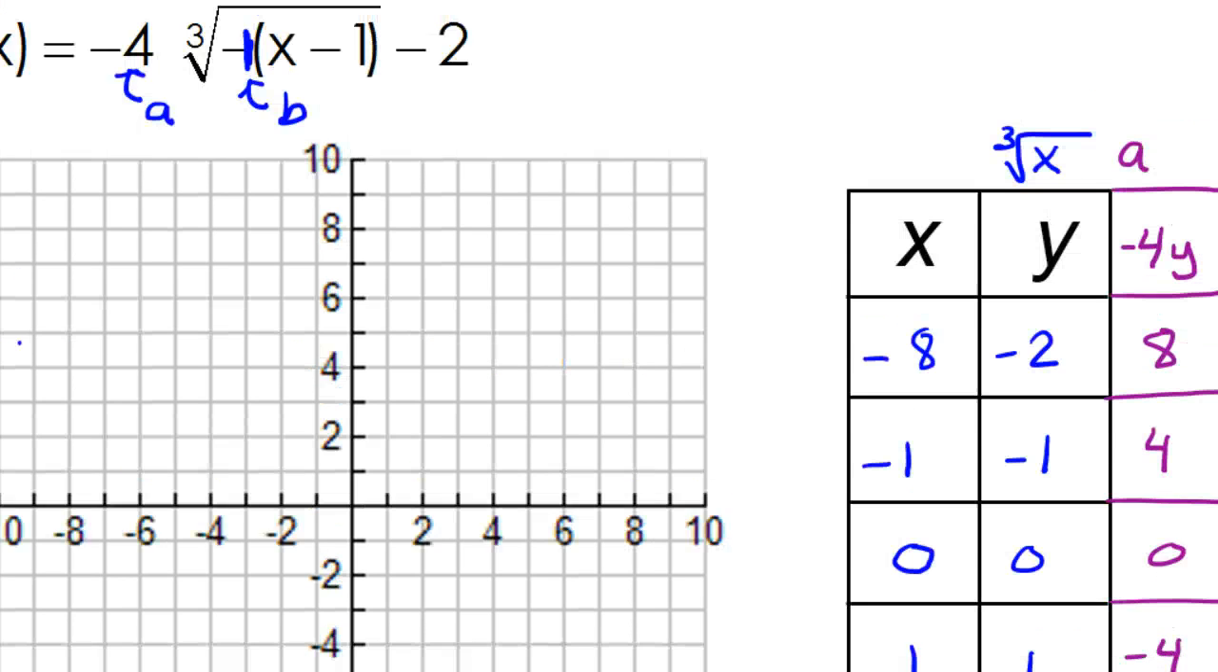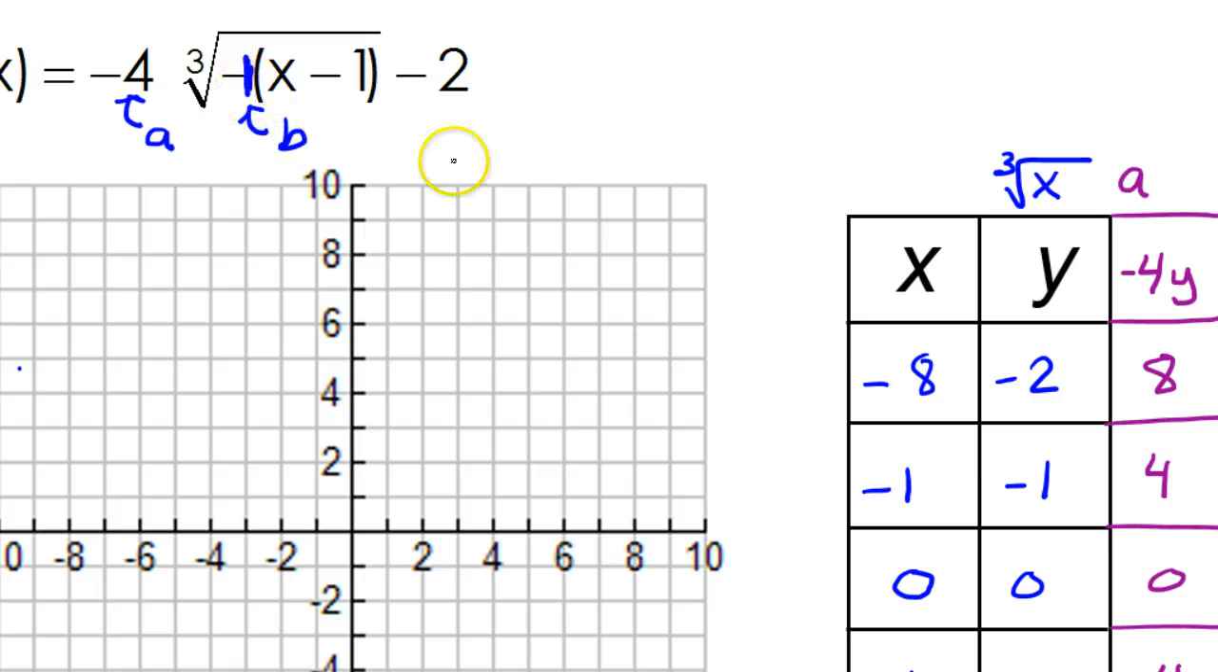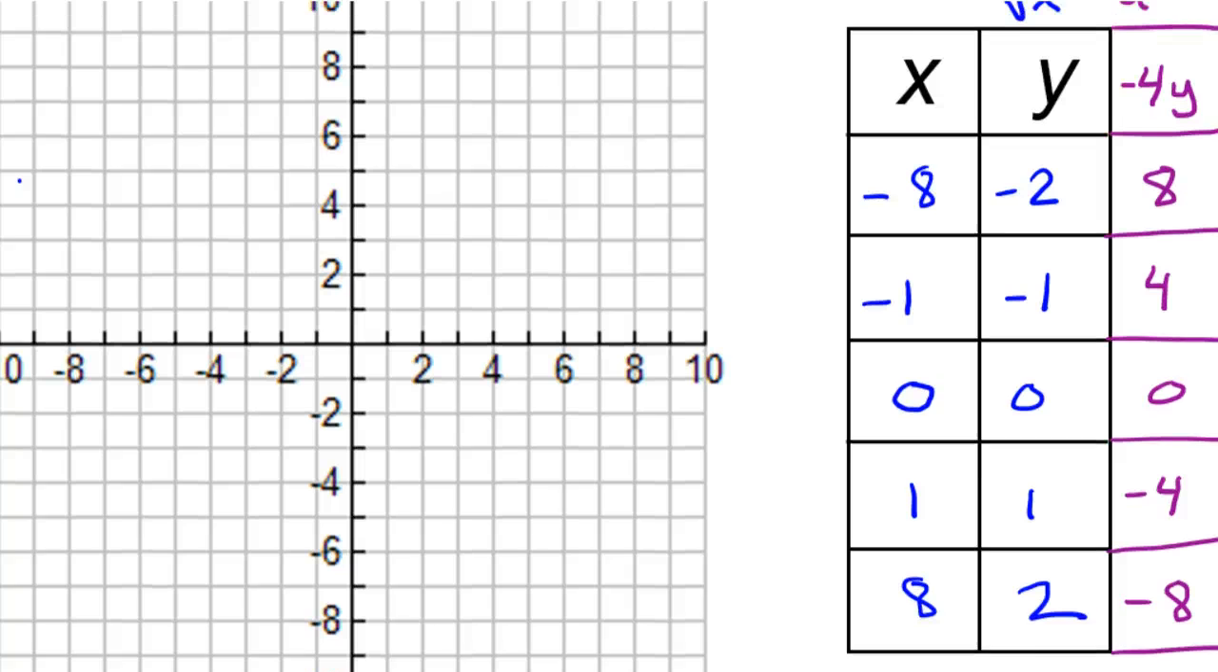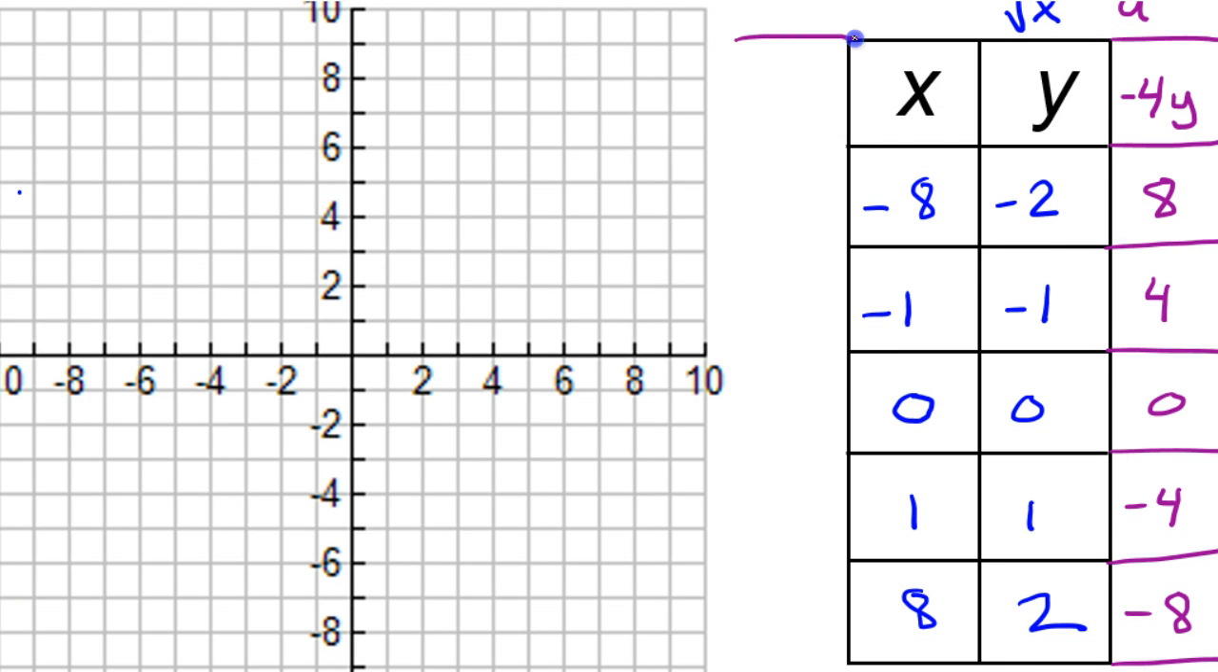Now, because there is a b value, I need to make a new x column. So I'll make my new x column over here. By the way, when I make a new y column, I throw out the old y's. So here comes my new x column.